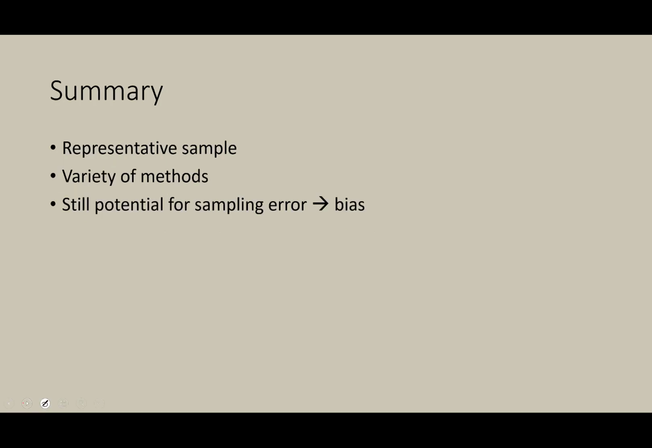Okay, so what we looked at was just what a representative sample is and why that would be important. We looked at the variety of different methods that we'll often see in introductory statistics. And then just always keep in mind that there's still going to be potential for sampling error, which could possibly lead to biased and bad results.